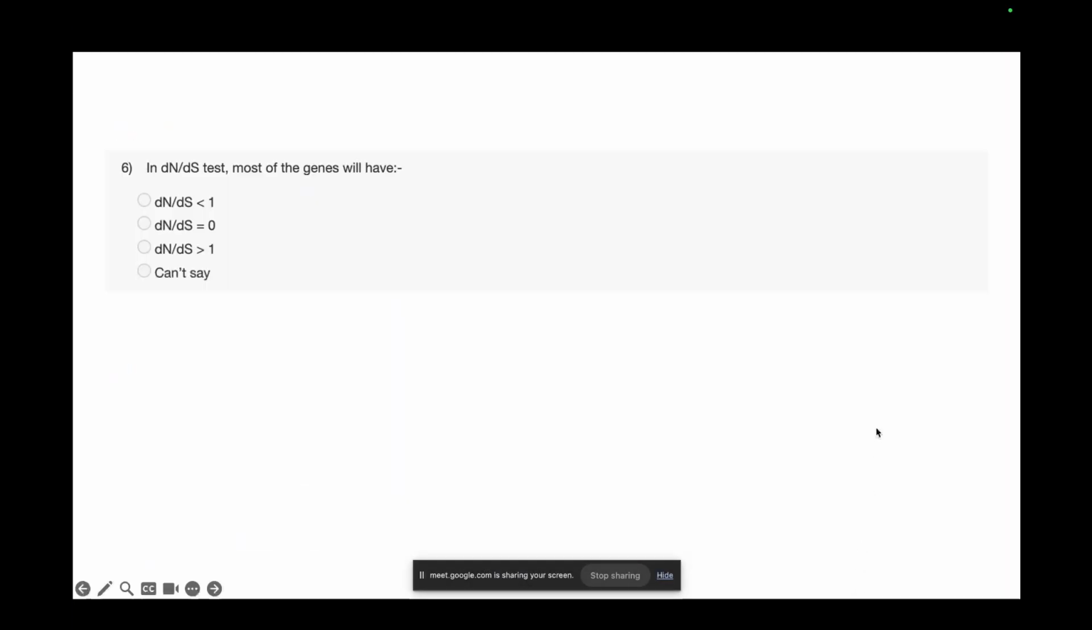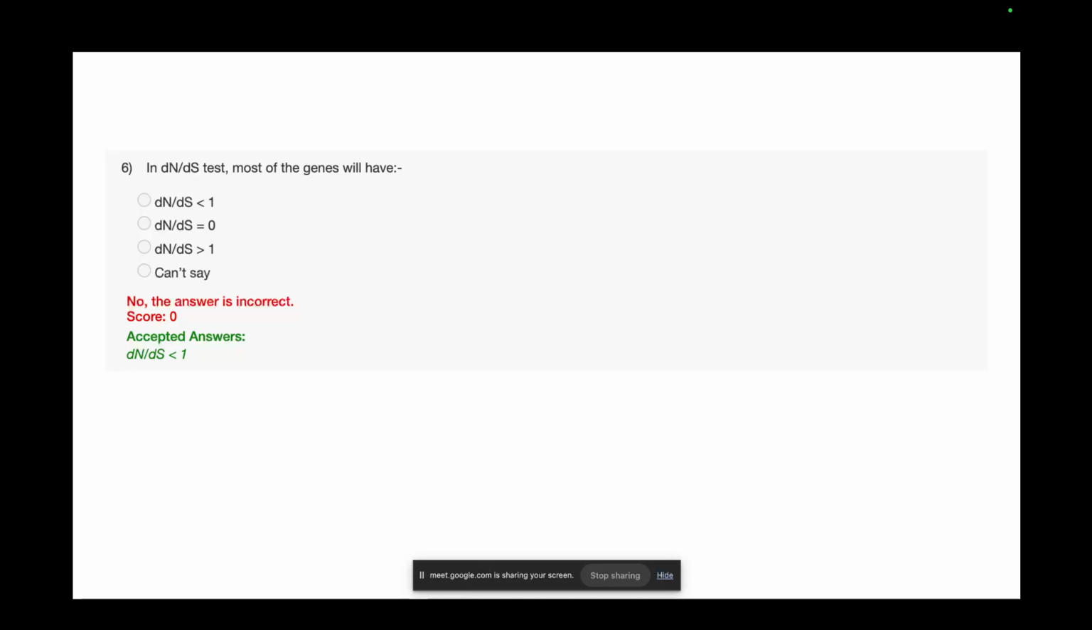No. So try to understand what is dN by dS. dN by dS is the rate of non-synonymous mutations by the rate of synonymous mutations. So in general, when there is no positive selection happening against certain genes or certain proteins, what will happen? You'll have more accumulation of synonymous variations compared to non-synonymous, because mostly these variations should be neutral and very few of them would actually be contributing to the change of the amino acid. So the answer is dN by dS less than 1. So your synonymous mutations should be higher compared to your non-synonymous mutations in any general condition, right?